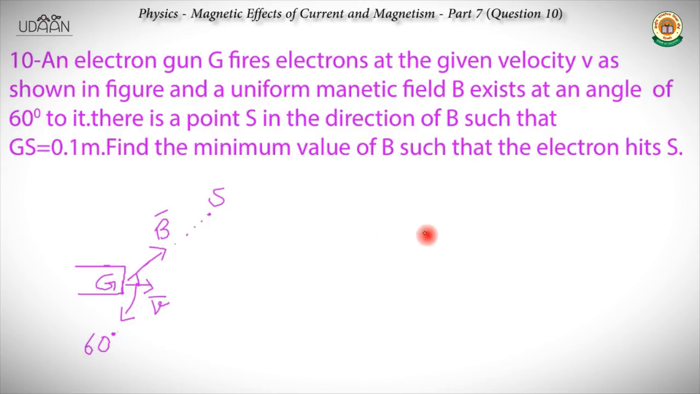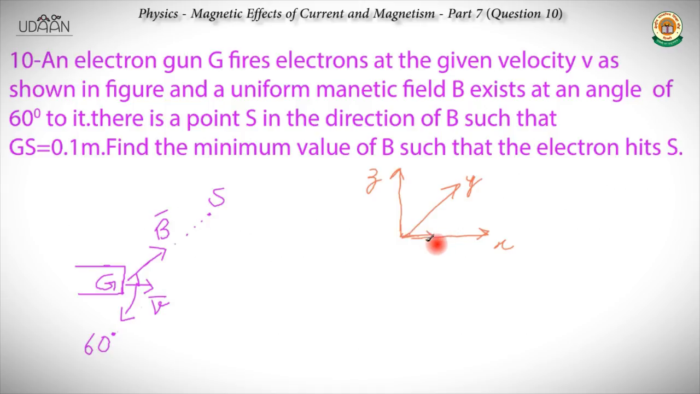So let's say we have a coordinate system. It would be actually easier to explain it through this. This is X, this is Y, this is Z.